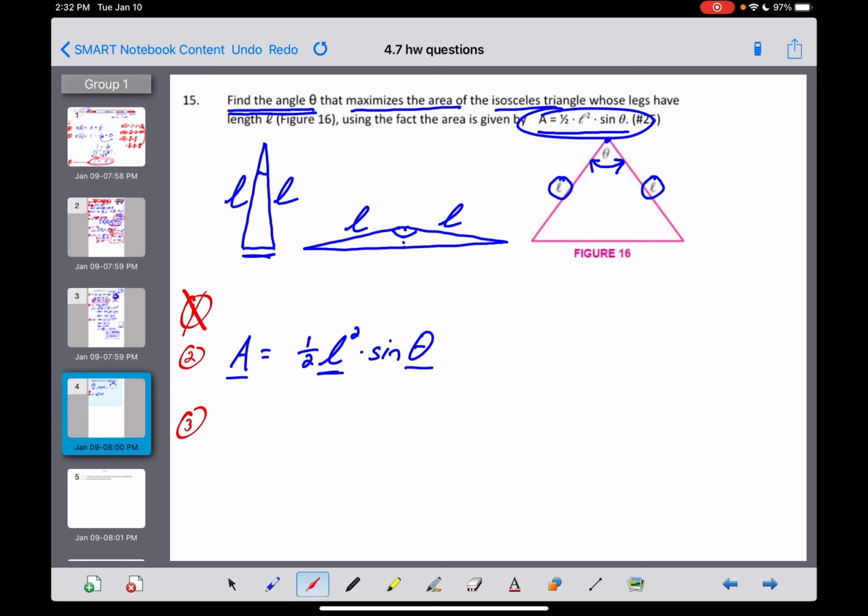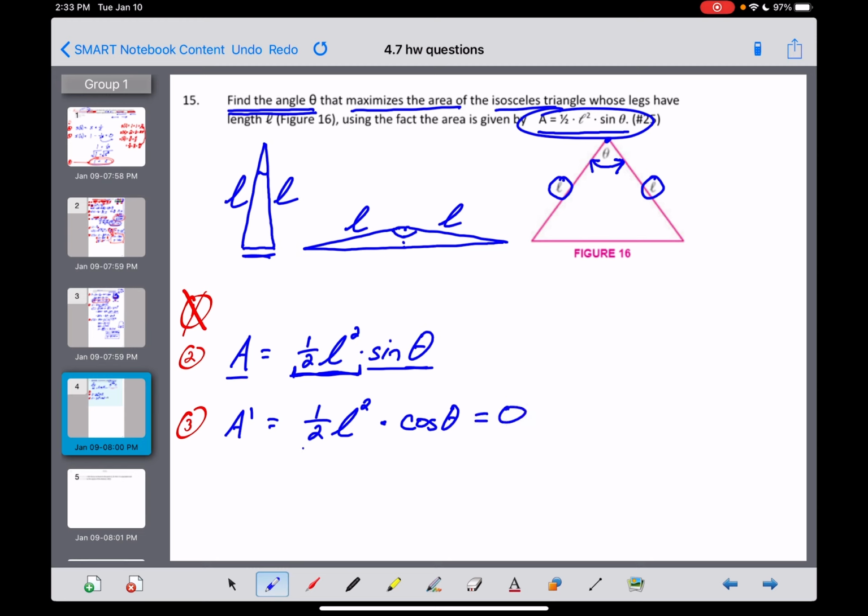Now we can go right into step three. Let's find A prime here, everybody, or better yet, the derivative of A taken with respect to theta. That's going to equal, well, all of this is a numerically constant coefficient. So we just start this with a 1/2 L squared and then multiply that by the derivative of sine of an angle, which is cosine of the same angle. That's it, guys. That's your derivative. So we're going to set that equal to 0 and solve.